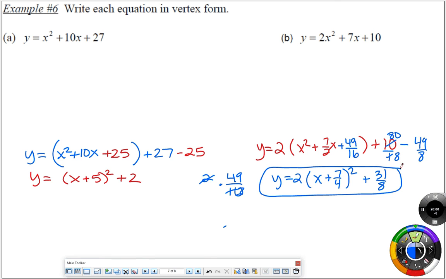Anybody know how you could have gotten it in vertex form without using completing the square? If an equation's in standard form, how can you find the vertex? Negative b over 2a and plug it in. So if you do that with this, you'll get negative 7 over 4, comma, 31 over 8, and you'll have the vertex. And then how would you know what to put as the a value? The same a value. You can use completing the square. You cannot use completing the square. It might be faster, okay?